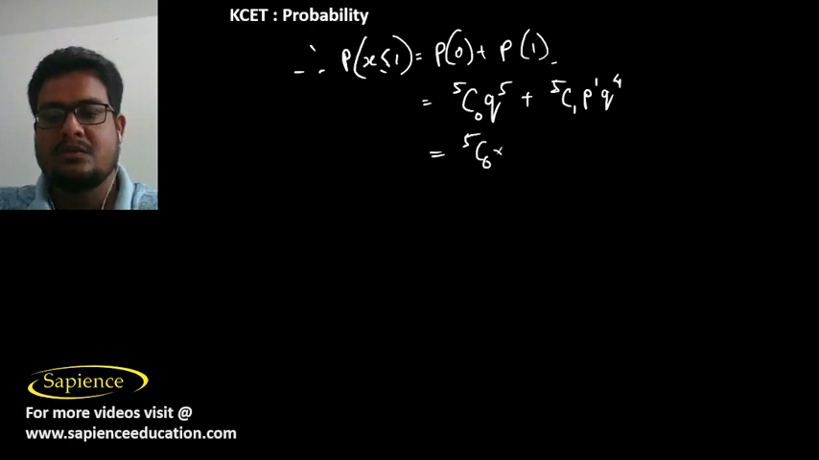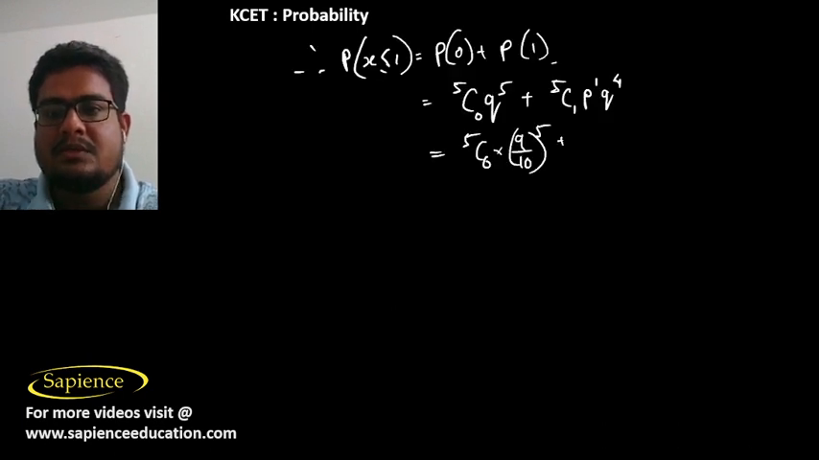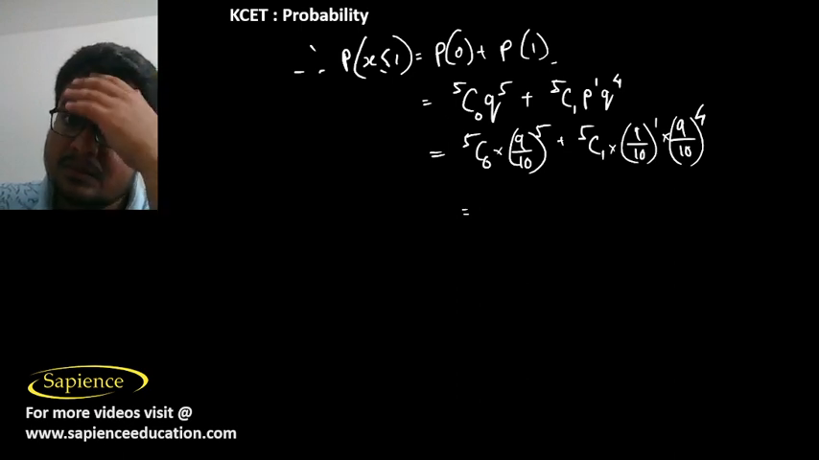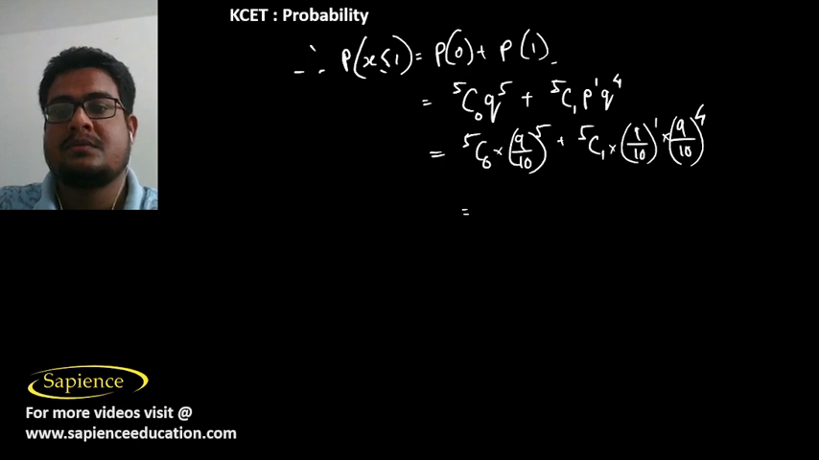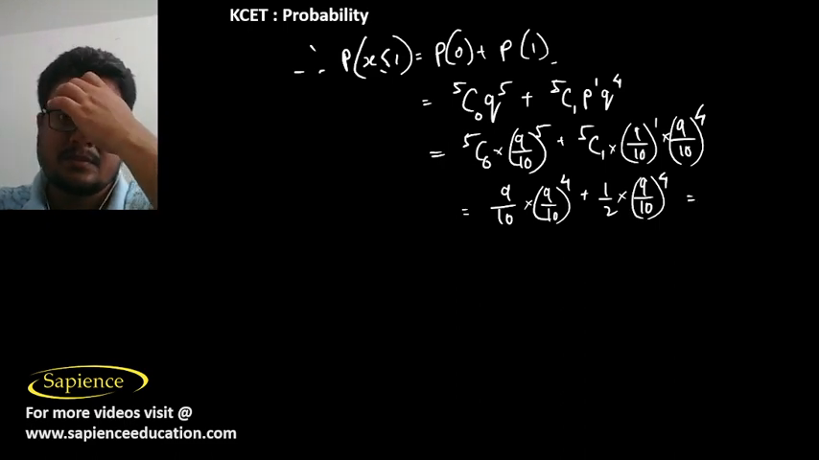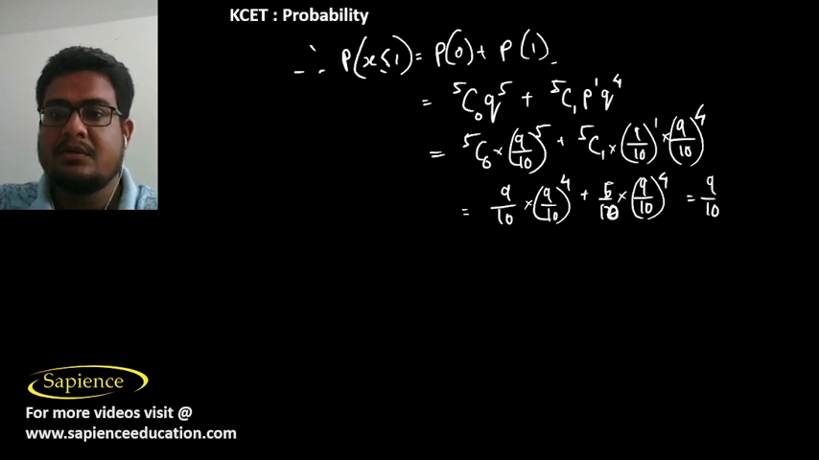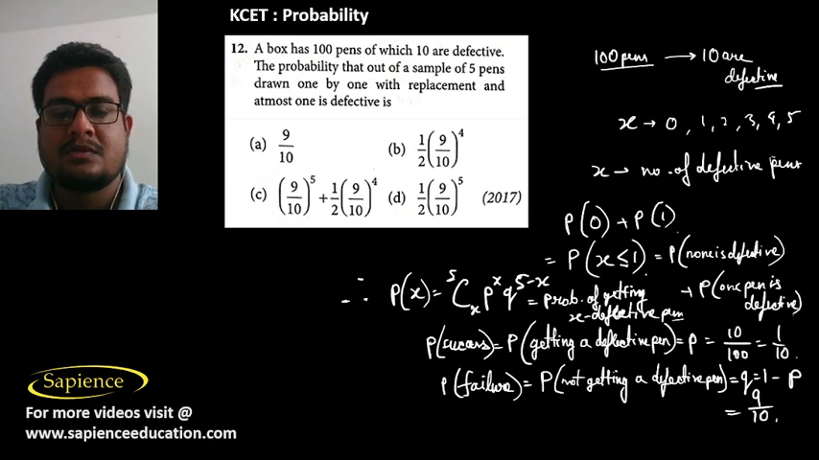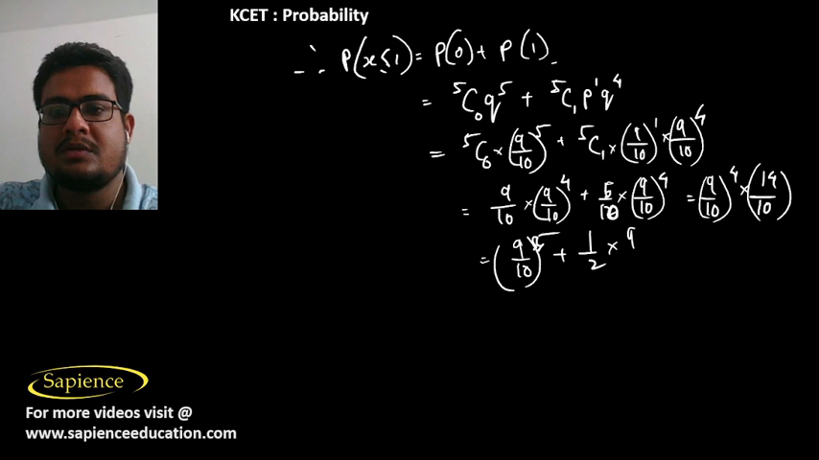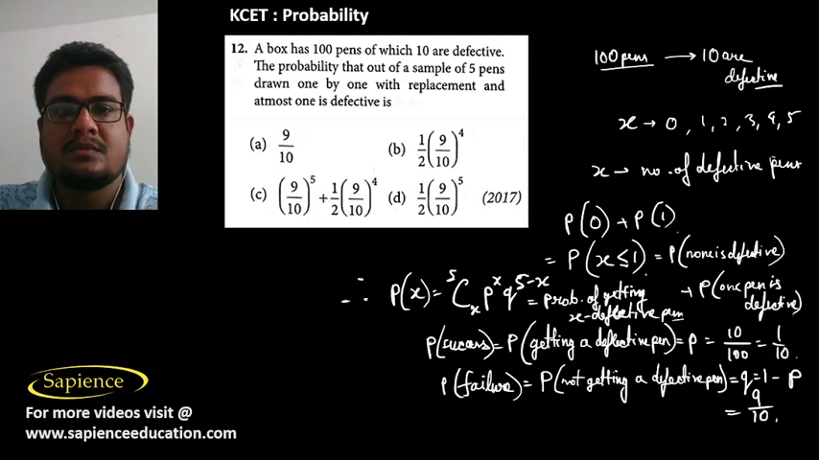This will be equal to 5c0 into q, that is 9 by 10 whole power 5, plus 5c1 into 1 by 10 whole power 1 into 9 by 10 whole power 4. So this will be equal to 9 by 10 whole power 4 into 9 by 10 plus 5 by 10, that is 1 by 2 into 9 by 10 whole power 4. That is 9 by 10 whole power 4 into 14 by 10. So the answer is 9 by 10 whole power 5 plus half into 9 by 10 whole power 4. So option C is the correct answer.